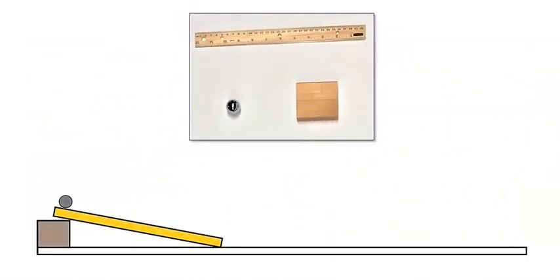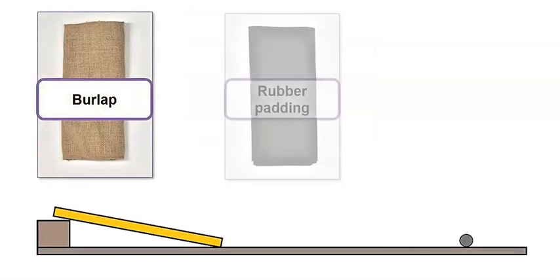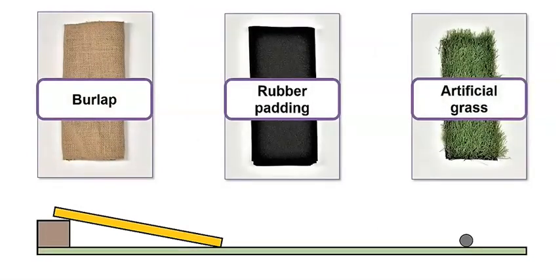We can create a ramp by leaning the ruler against the block. Then we can release the ball so that it travels down the ramp and onto one of our three materials: burlap, rubber padding, or artificial grass. Our investigation setup is looking good, but have we designed a fear test yet? What else do we need to consider?